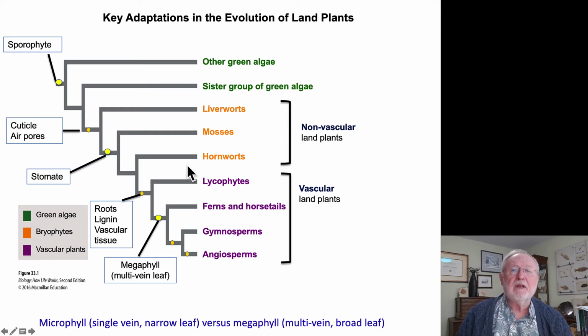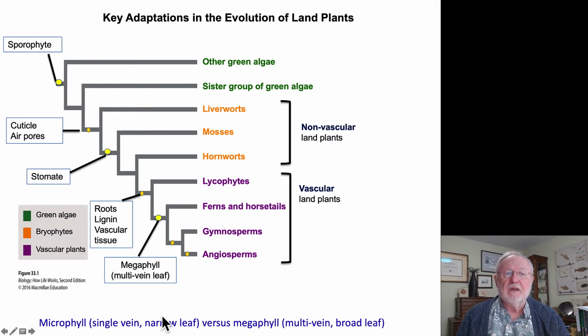So the evolutionary sequence is the development of the sporophyte, then the development of the cuticle and air pores, followed then by the development of stomata, and then followed by the development of structures for height, a vascular system, lignification, and roots.